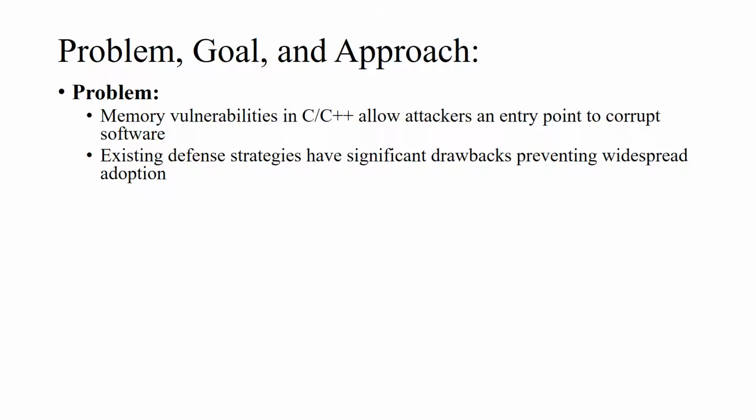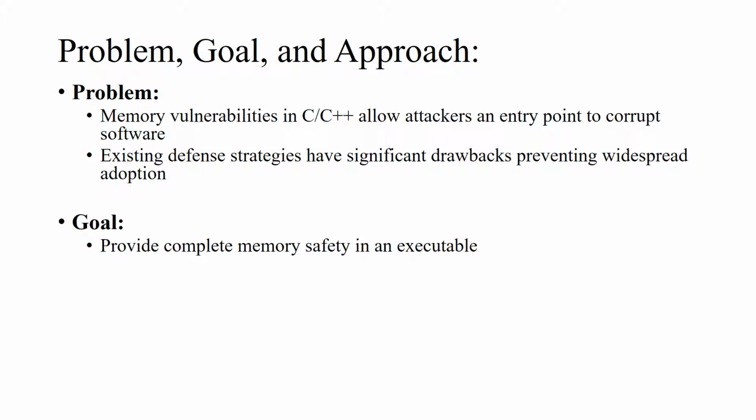Resulting from this growth, attackers have a new domain of programs they can target, and the lack of memory safety allows them multiple entry points to cause corruption. Countermeasures do exist, but have serious drawbacks that prevent them from being widely adopted in industry. More on this to follow.